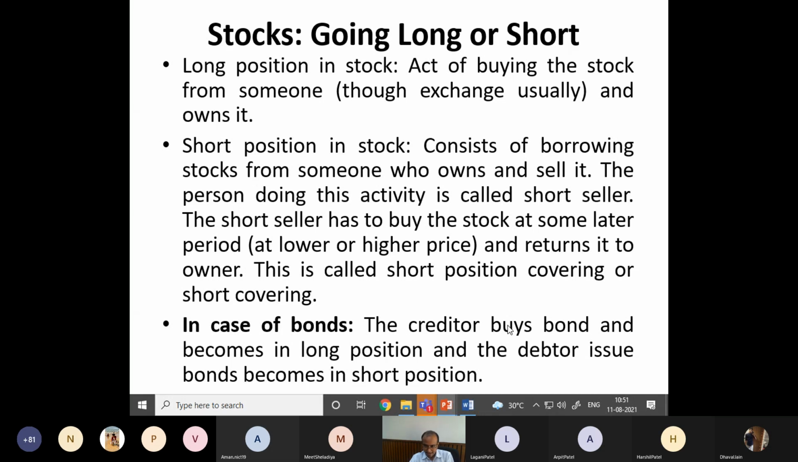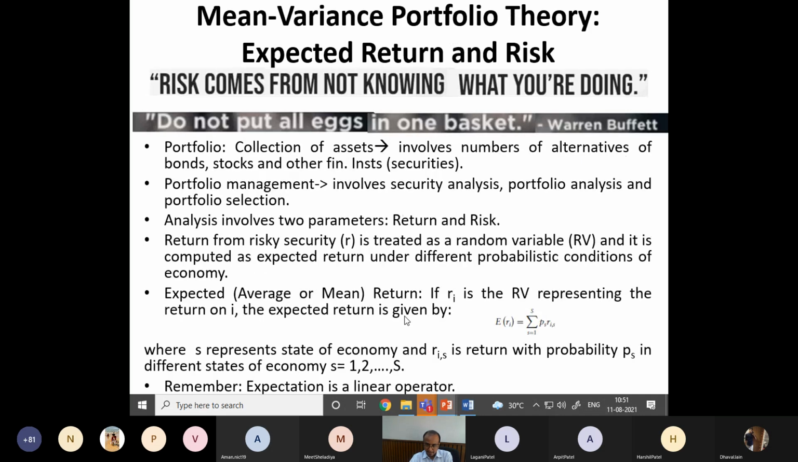It is very simple. The creditor buys the bond and is in a long position, and the debtor issues the bond and is in a short position. It's very simple in a bond, as we have seen in its mathematical model. Now, when we see these stocks next time, this will be slightly difficult, right? So hopefully you understand this terminology. Okay.